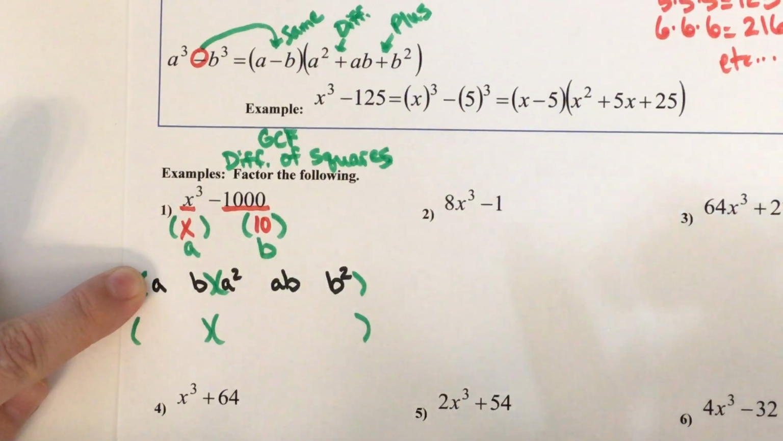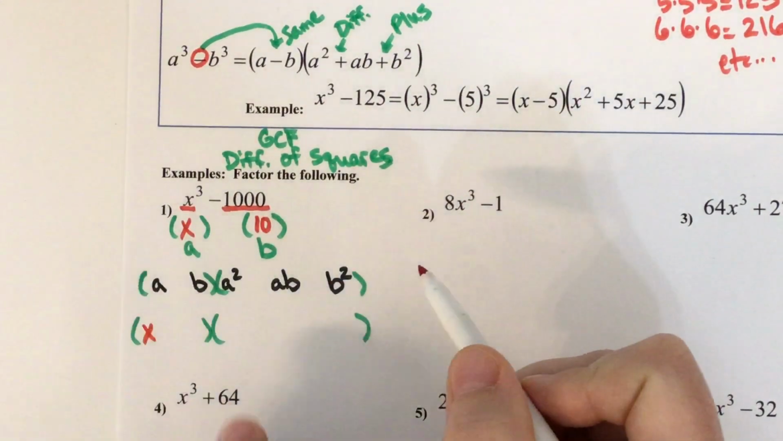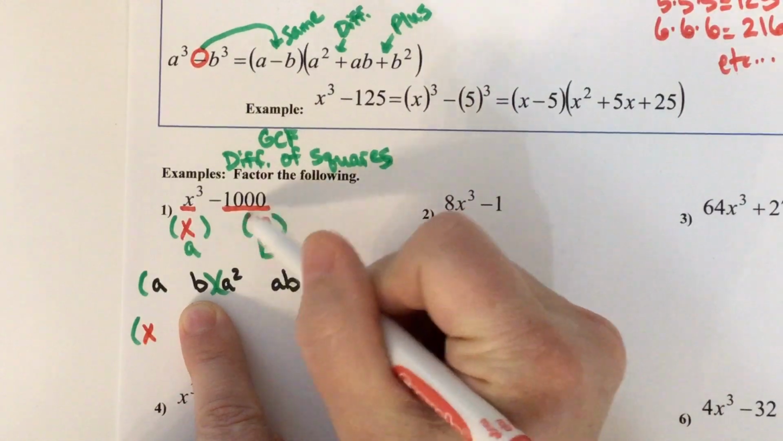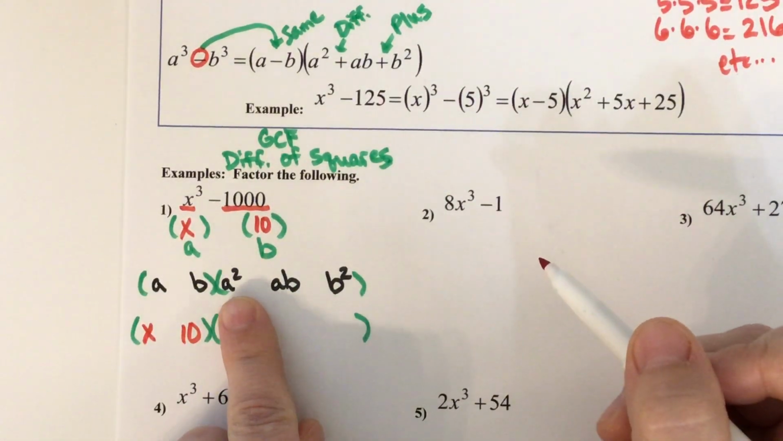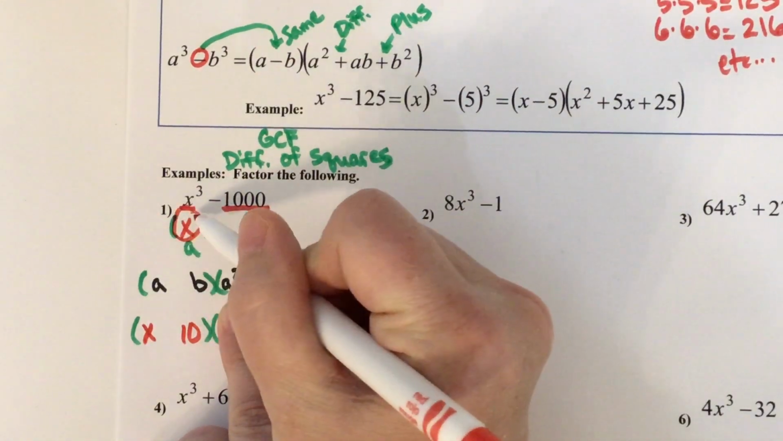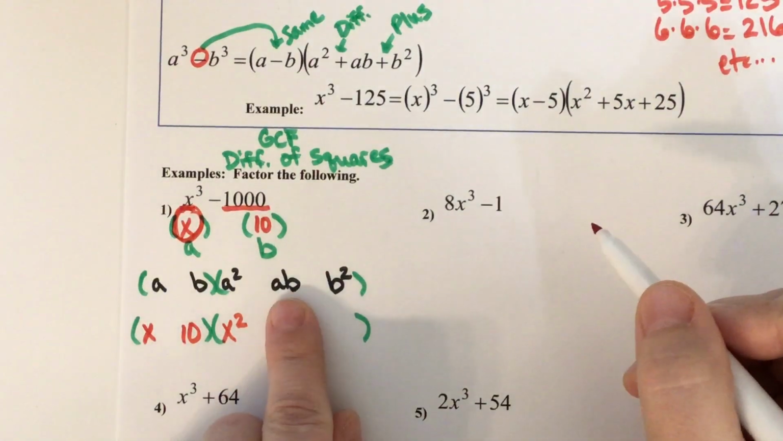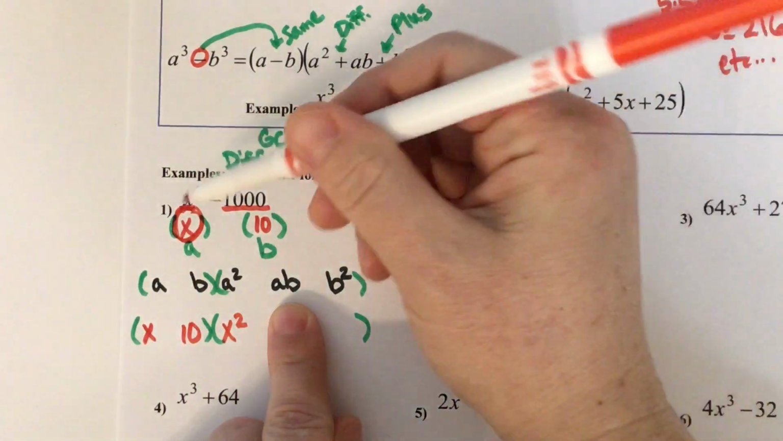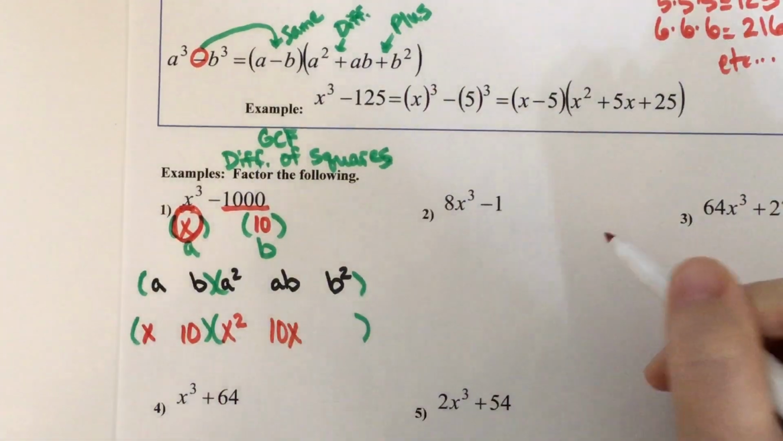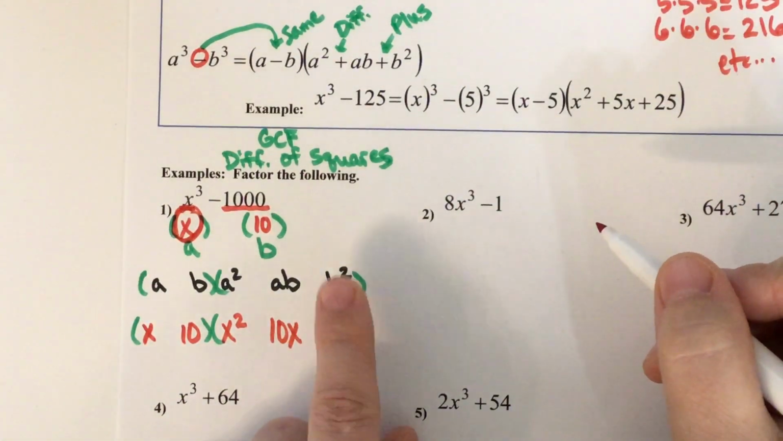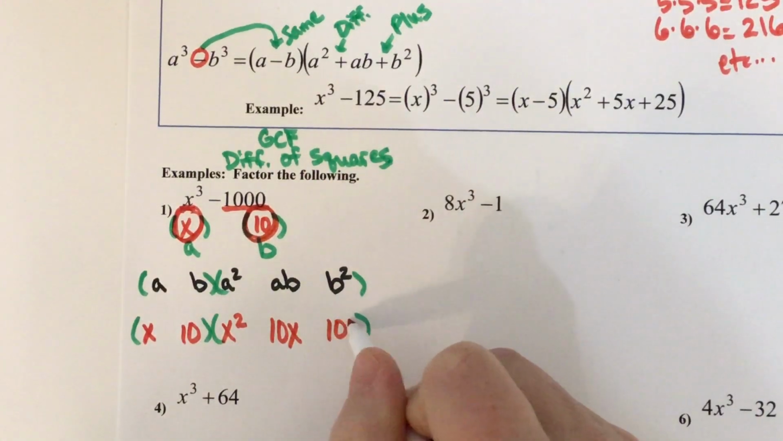First, it wants A. Well, A is x. Then it wants B, and B is 10. Then it wants you to take your A and square it. So x times x, that's x squared. Then it wants you to take A times B. So x times 10, that's 10x. And then it wants you to take B and square it. So 10 times 10, and that's 100.